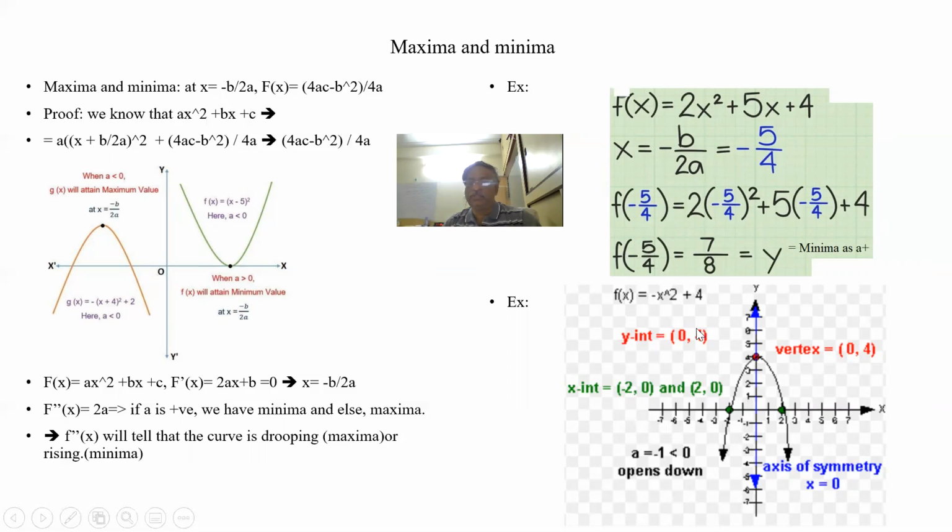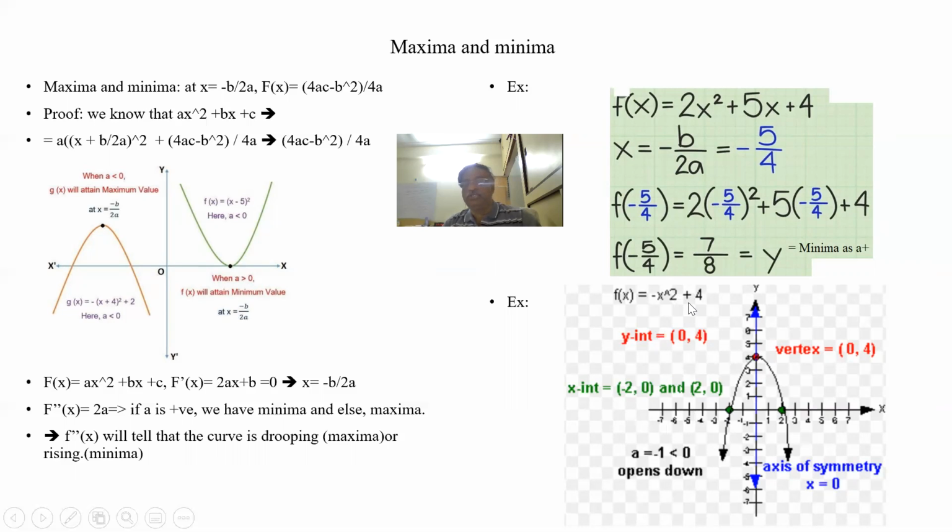Now similarly here also, f is equal to minus x square plus 4. It is a drooping down curve. This is minus x square plus 4. I have plus 2 and minus 2. Two roots are here. So minus b by 2a automatically becomes, y is 0.